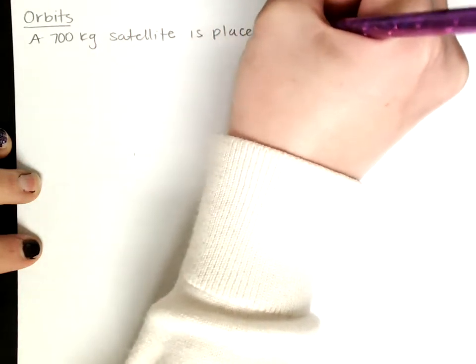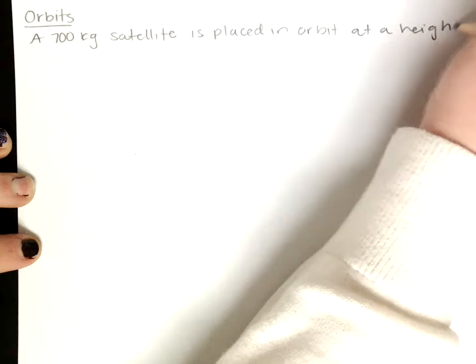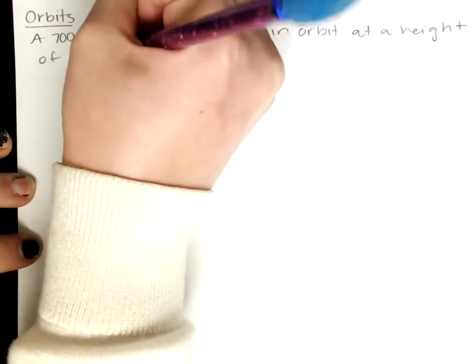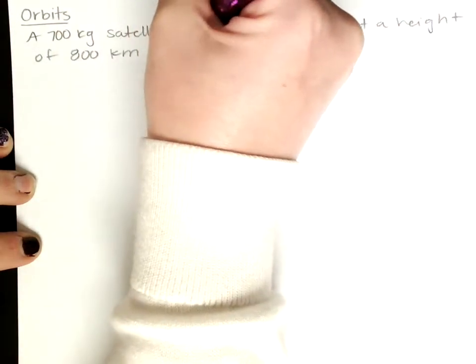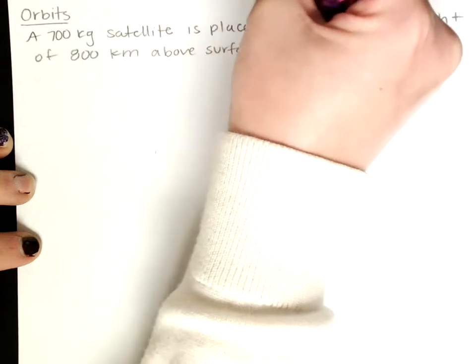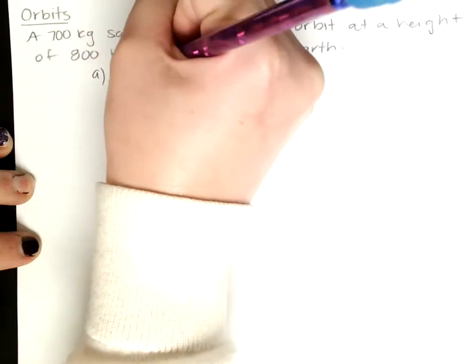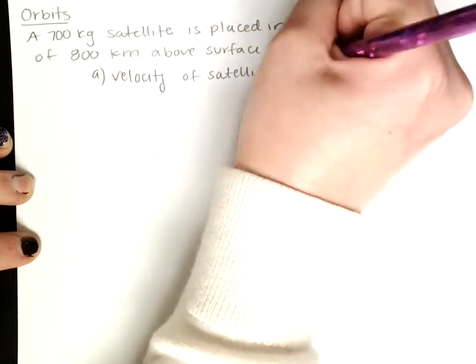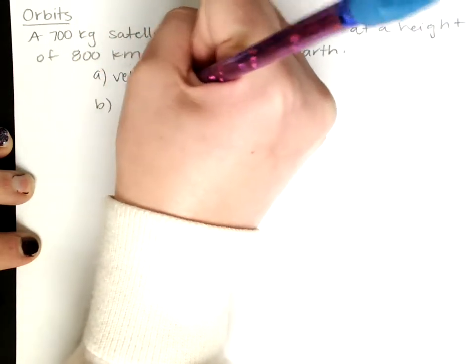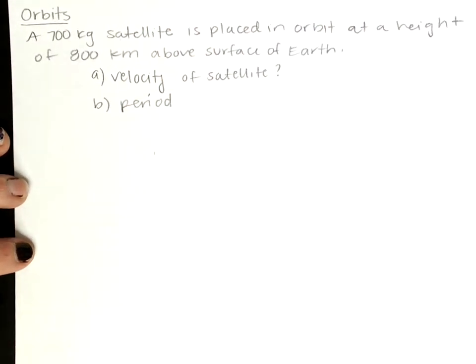It is placed in orbit at a height of 800 kilometers above the surface of Earth. We want to find A, the velocity of the satellite, and B, the period of the satellite. And remember, the period of something is just the time for one revolution, or one oscillation, or one anything. So we're going to find the time for one revolution.